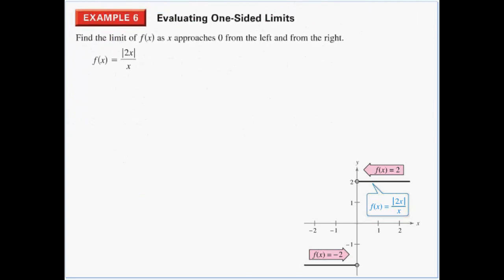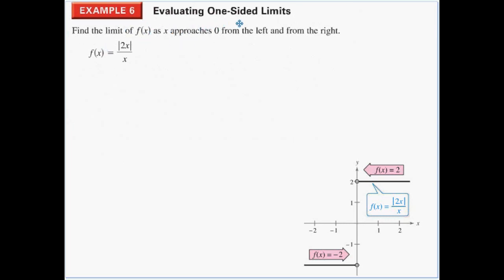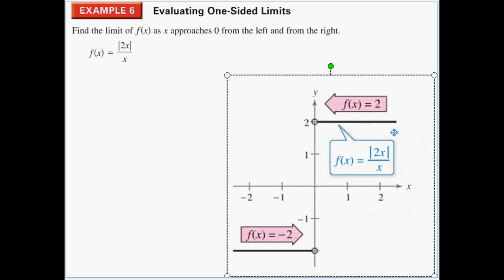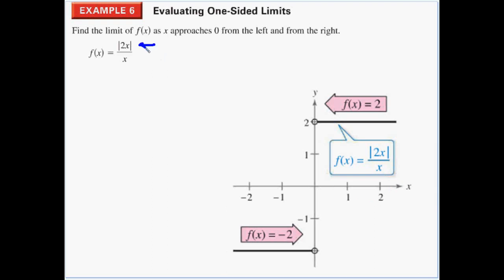Example 6. Find the limit of f of x as x approaches 0 from the left and the right side. So we've got the absolute value of 2x divided by x. We've seen a graph similar to this before. Here is our graph of this. Again, to the right of the y-axis, we would be plugging in positive x values. So our numerators are going to be positive numbers. The bars will keep them positive. Our denominators will be positive. So we're going to divide 2x by x. The x's cancel, and our value left would be positive 2.